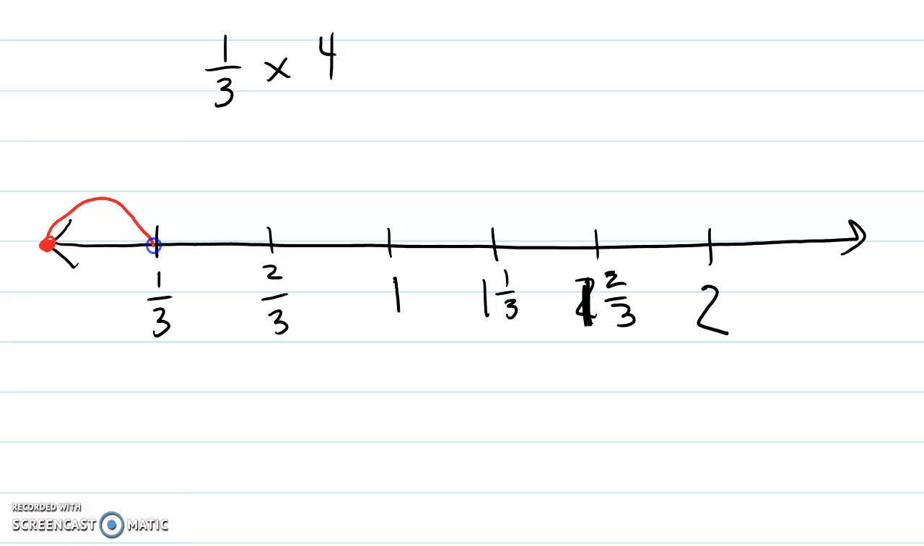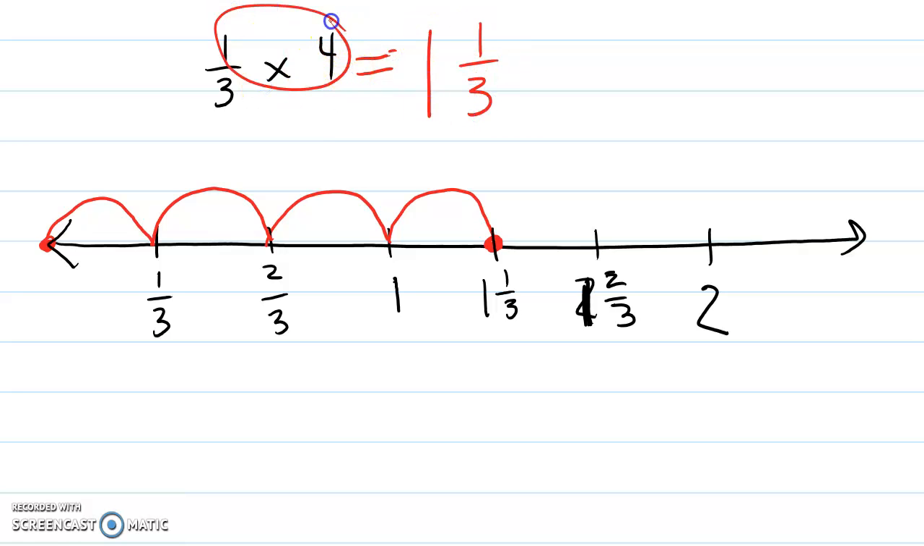So this would be 1/3 times 1, 1/3 times 2, 1/3 times 3, and 1/3 times 4, which means my answer should be 1 1/3. If we double check that with what we know, we get 4/3. And we know if we skip counted by threes, that is 1 whole with 1 left over. So there's 1 1/3.